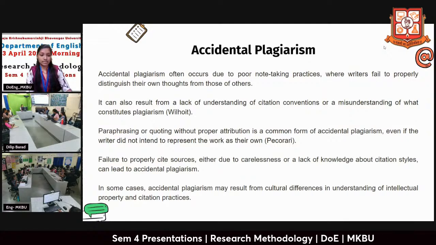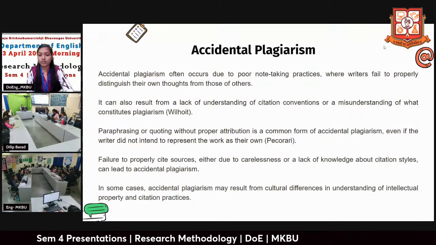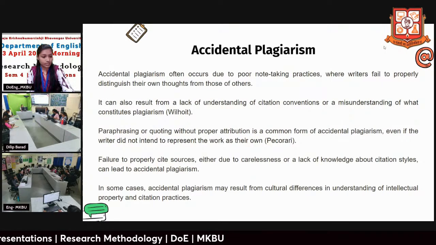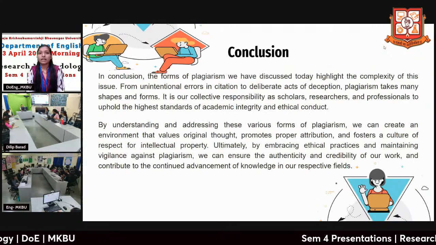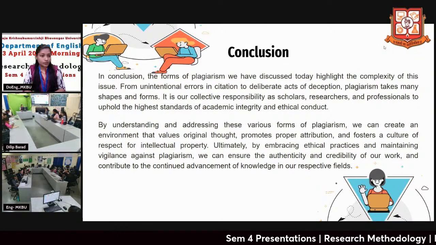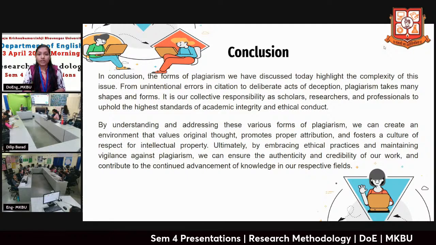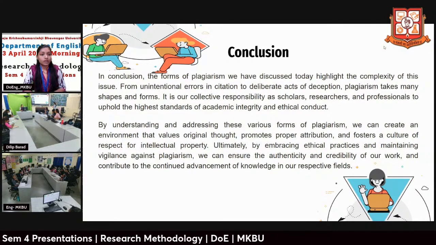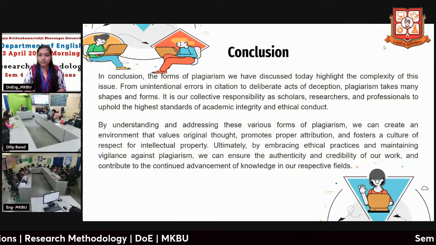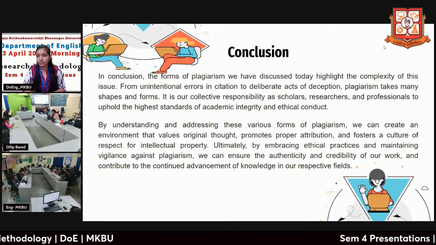In some cases, accidental plagiarism may result from cultural differences in understanding of intellectual property and citation practices. So these are the forms of plagiarism. In conclusion, the forms of plagiarism we have discussed today highlight the complexity of this issue, from unintentional errors in citation to deliberate acts of deception.